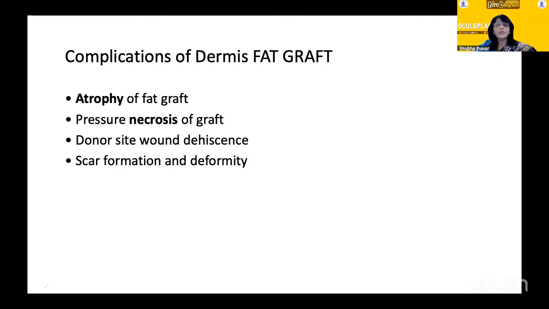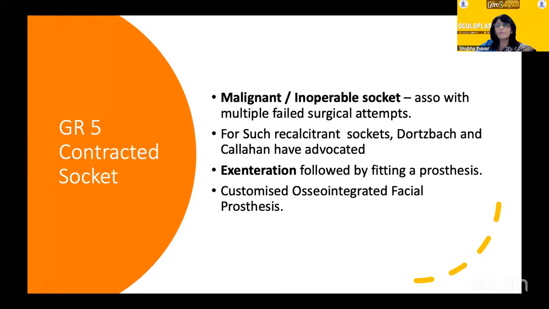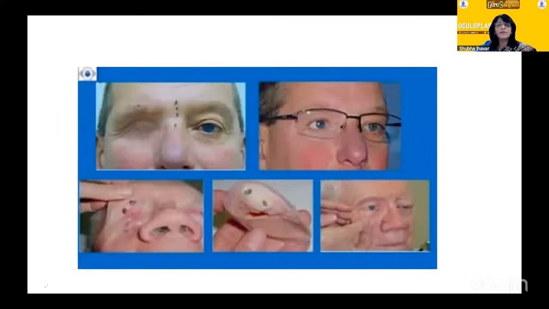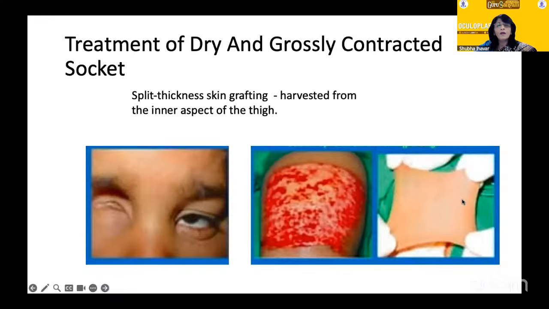Now, various complications are seen. Atrophy might occur, or pressure necrosis might be seen in a dermis fat graft. Now, for a grade 5 contracted socket, which is a malignant or inoperable socket, they say that these are all recalcitrant sockets, and exenteration followed by fitting of a customized osseointegrated facial prosthesis may be done for such cases. Now, for a dry and grossly contracted socket, you can use split thickness skin grafting, which is harvested from the thigh.